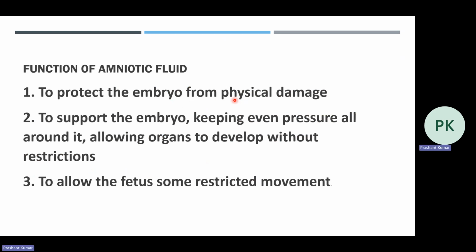Amniotic fluid is the liquid present inside the amniotic sac. It has three primary functions. First is protecting the embryo from physical damage, also supporting the embryo with even pressure all around. The embryo should not develop without any restrictions, right? And of course, amniotic fluid also provides restricted movement of the fetus within the body.